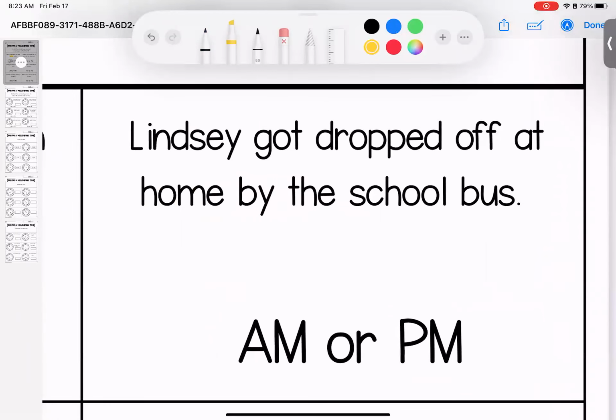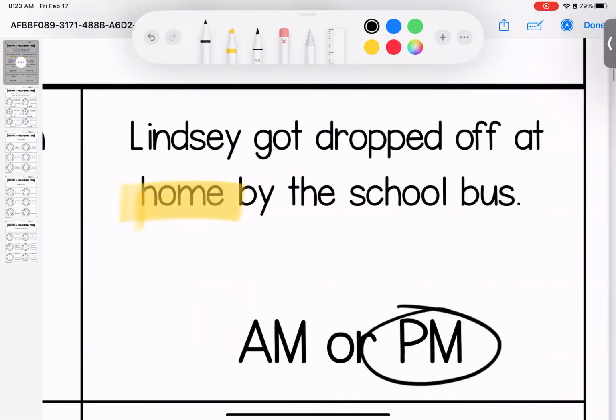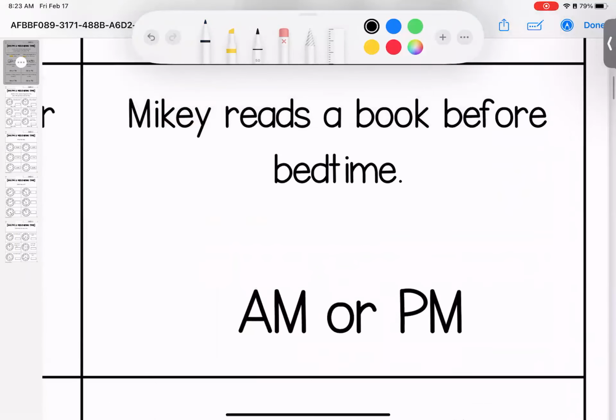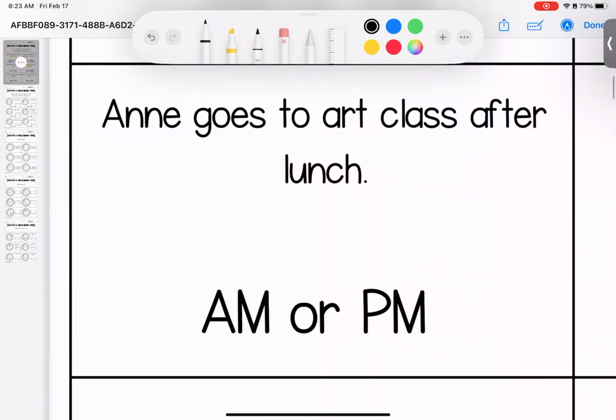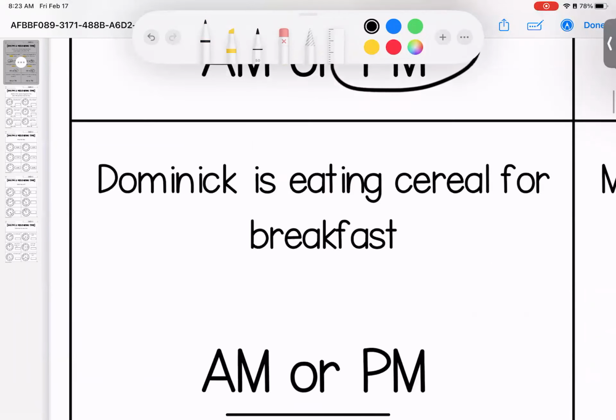Lindsay got dropped off at home by the bus. Dropping off at home tells us it's going to be PM because her school day is over. Mikey reads a book before bedtime. If he's going to bed, it needs to be night. So this is PM. Anne goes to art class after lunch. Lunch is usually what we use to decide when the afternoon is starting, or we go off 12 noon. So if it's after lunch, we're going to say that this was PM.